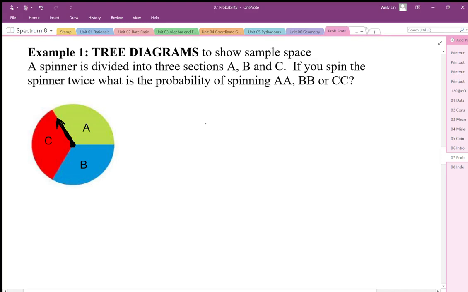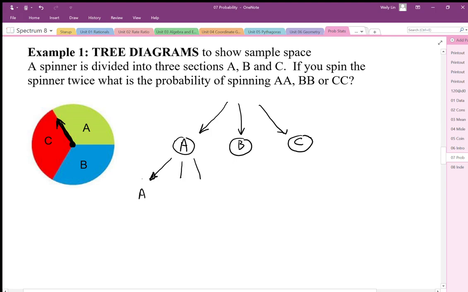So this is spin 1, and I'm going to draw it as a tree. Spin 1 has three possibilities. We can get A, B, or C. Now we need to do two events to get AA, BB, or CC. So if we got A, we're going to spin it again. We're going to have three more events. It could be A again. This is definitely one that we want. We want A and A. So there's one possibility that we're looking for.